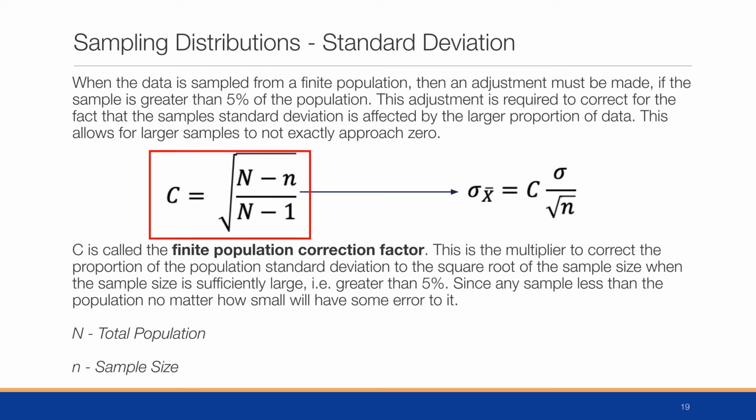This c that we have here is the square root of capital N, which is the total number of observations we have, minus little n, which is the sample size, divided by capital N minus 1. So if you think about it, as you end up with a very large sample, you're going to end up with that numerator getting closer and closer to zero.